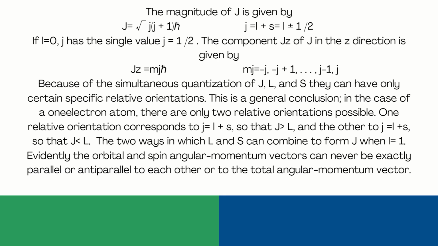The two ways in which L and S can combine to form J when l equals 1. Evidently, the orbital and spin angular momentum vectors can never be exactly parallel or antiparallel to each other or to the total angular momentum vector.